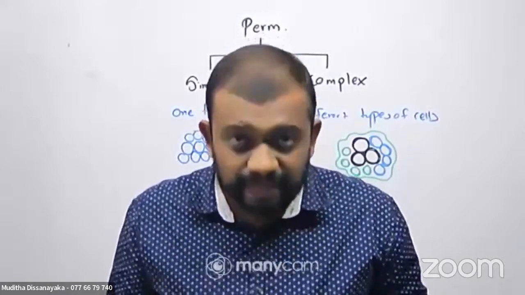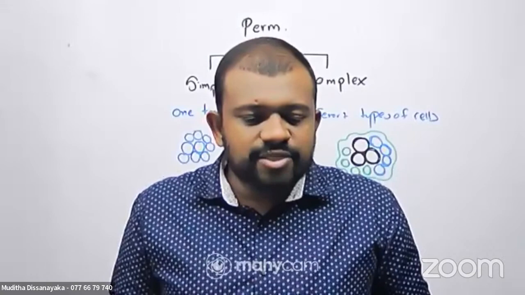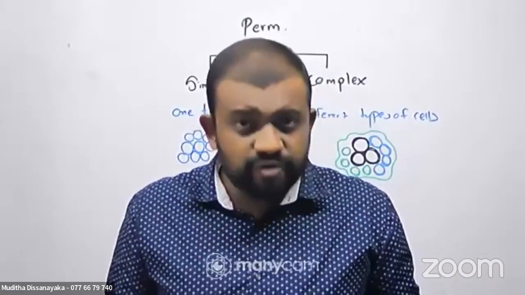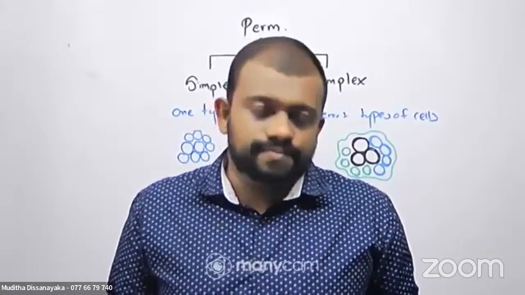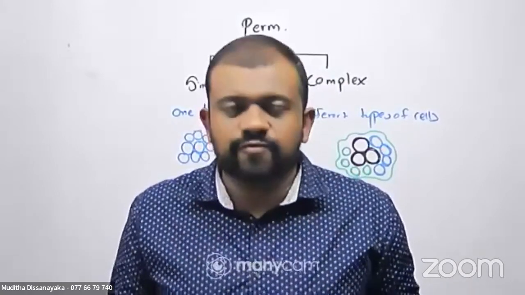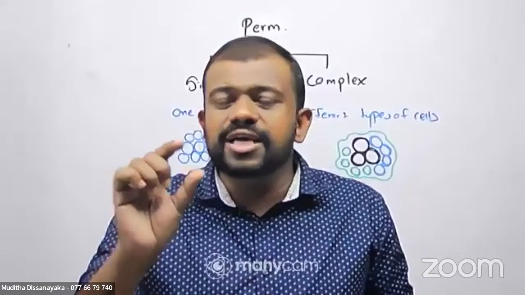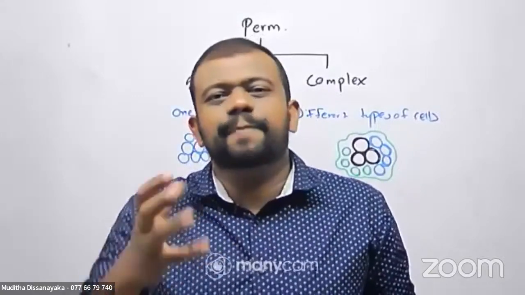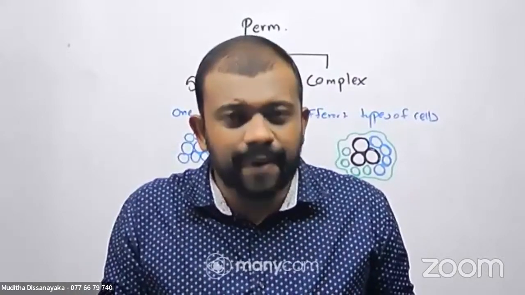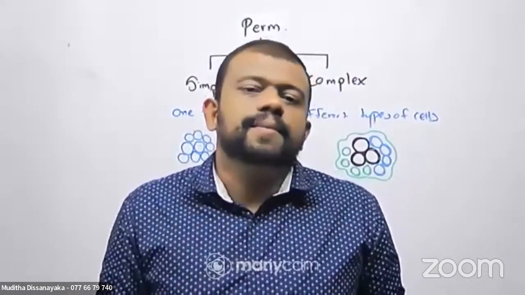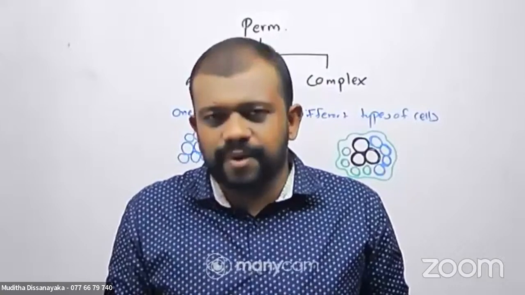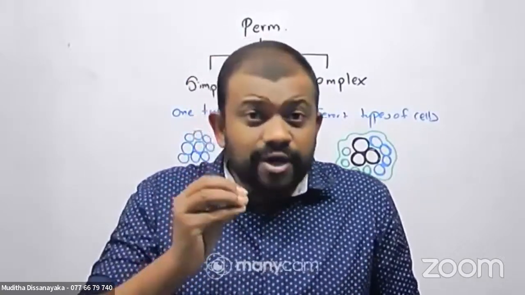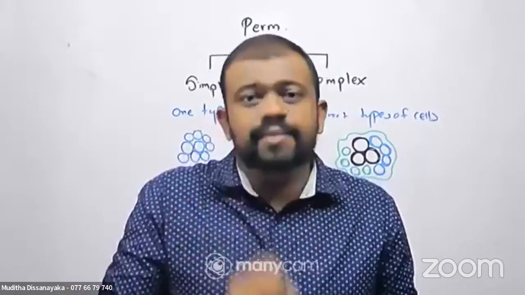Let's take them one by one. First one is parenchyma. The tissue that forms the soft parts, for example in fruits, the place where the food is stored, the fleshy part that is soft. Mango also contains most of those parts. In most of the fruits, this food is stored in parenchyma.